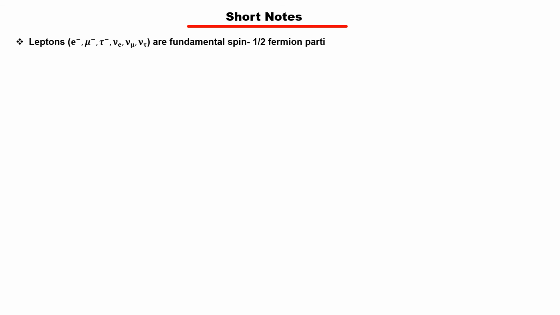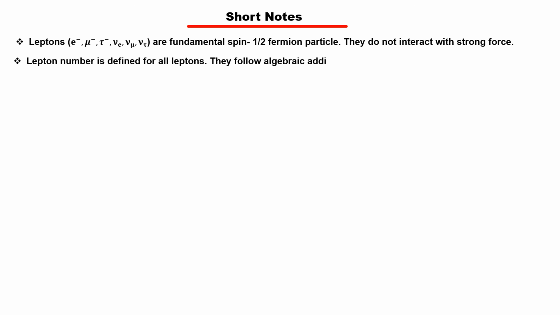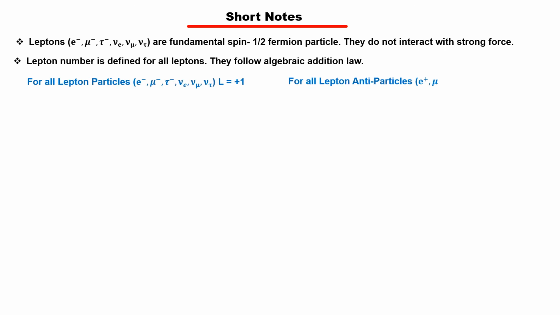Now it's time for short notes. Leptons are fundamental spin-half particles. They do not interact with the strong force. For all the leptons, a lepton number has been defined that follows the algebraic addition law. The lepton number of a lepton particle is +1 and the lepton number of an anti-lepton particle is -1. For non-lepton particles, the lepton number is 0.